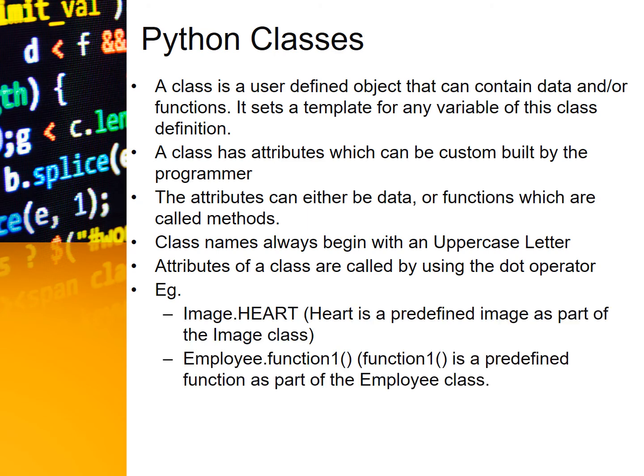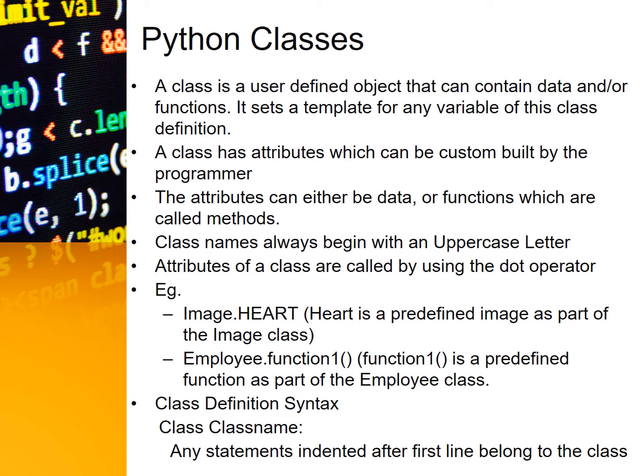Here's some examples. Image.heart. That means that the class is image and the attribute is heart. Heart is a predefined image that we talked about on the microbit. Employee.function1. Now, function1 is a predefined function which is part of the employee class. When you're setting up classes, you set up class and then a class name, which will be the name of whatever you're setting up. Image or employee are the two examples above. Once you've done that, any statements indented after the first line belong to the class. So anything you want to be in the class, make sure it's indented.